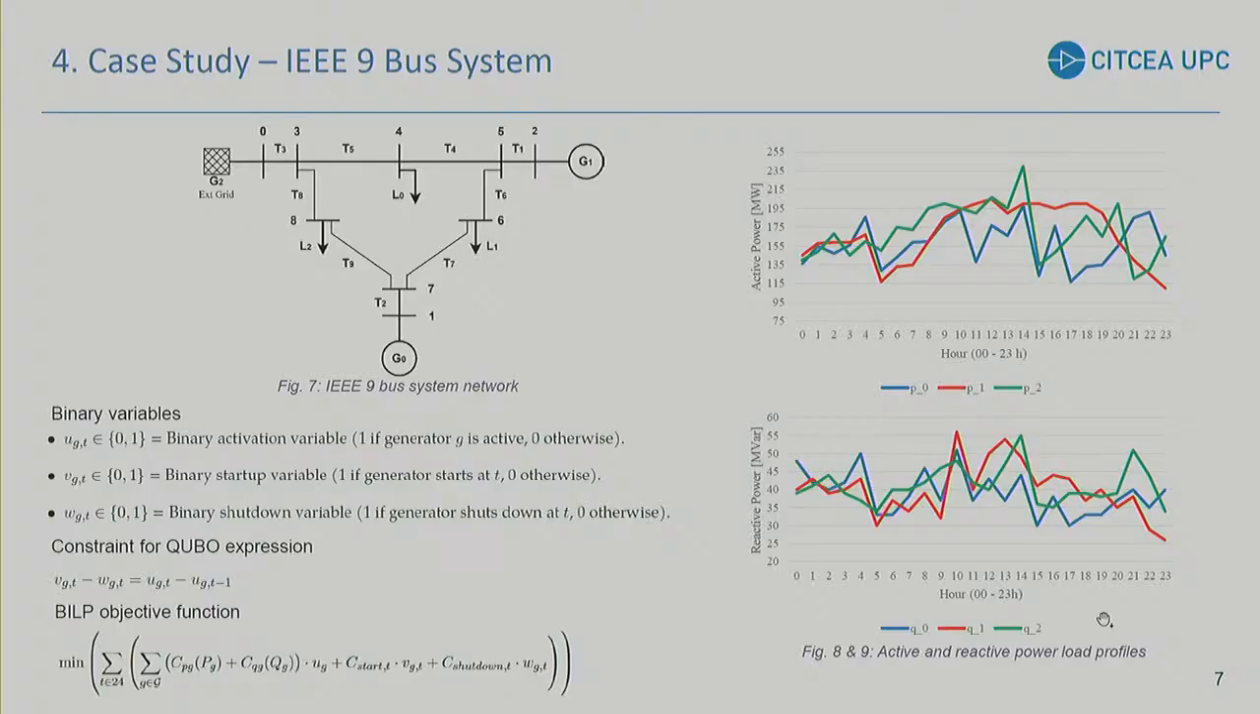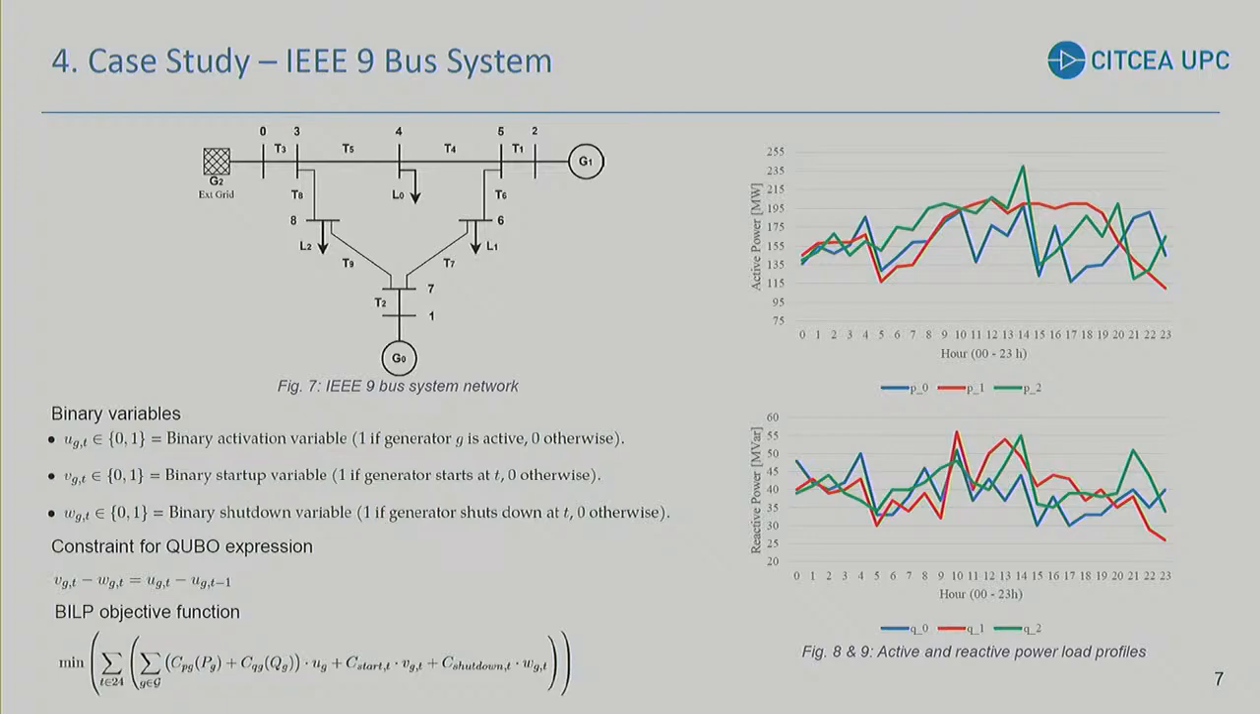So for these two generators, we have to create 3 binary variables in order to do the quantum adiabatic evolution. U tells us if the generator is active in this hour, B tells us if it's activated in this hour, and W if it's deactivated in this hour, okay? So we must also add a constraint here that relates all these states for this hour and the previous one, just in order to make it work correctly and with sense.